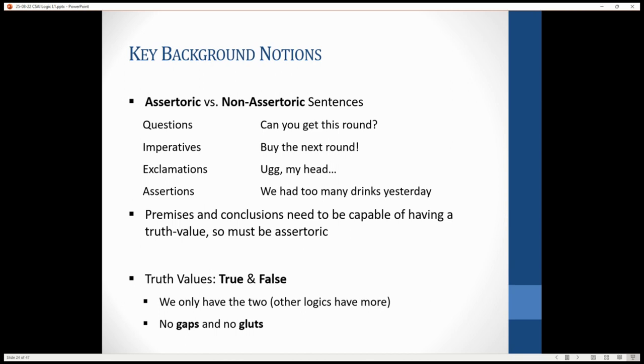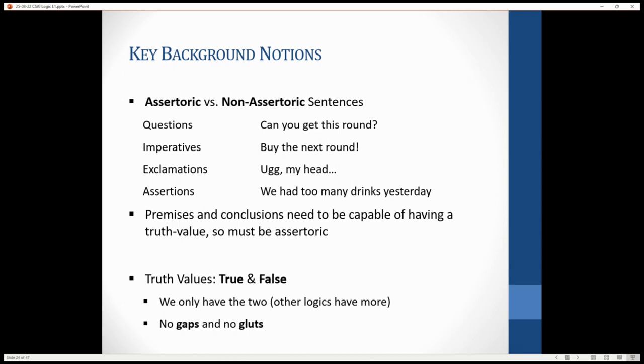So that's one thing we're going to do. We're going to set aside inductive and abductive, just focus on deductive arguments. Second thing we're going to do is we're going to set aside a huge swath of sentences. Right? So when we think about sentences in natural language, they can break down into at least two types: assertoric sentences and non-assertoric sentences. So an assertoric sentence makes an assertion. It says something about the world. In particular, it says something that's truth evaluable.